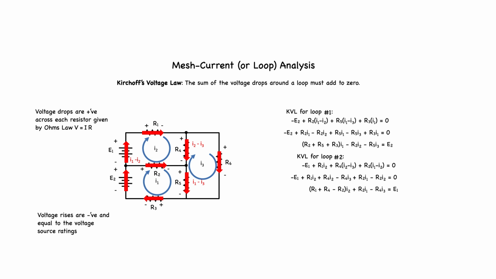For loop number 3, there are no power supplies in this loop, just voltage drops and voltage rises across 3 resistors. Starting with R6, we get this equation: plus the voltage drop R6 times I3, minus the voltage rise R5 times the quantity I1 minus I3, minus the voltage rise R4 times the quantity I2 minus I3, equals 0, which we expand by removing the brackets to get this equation, and finally collecting like terms to get this equation.